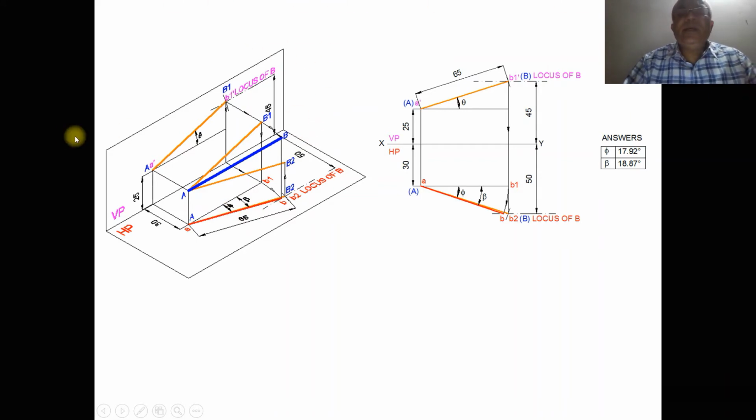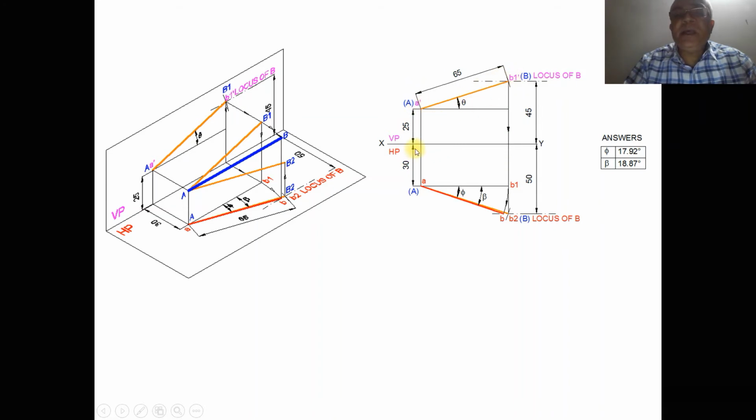Then, in the orthographic projection, to find the top view, we have to take the front view true length. So this is the front view true length and this is the top view true length, AB2. Now we have the locus of B in the front view and also the locus of B in the top view.